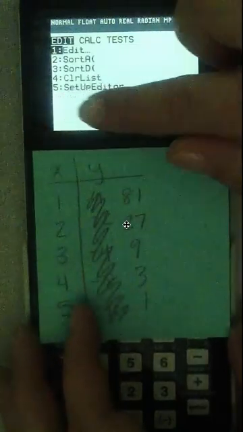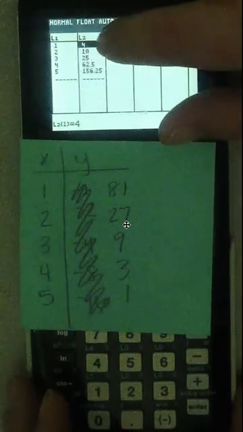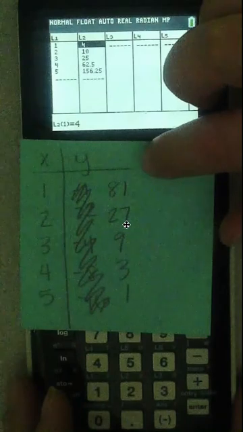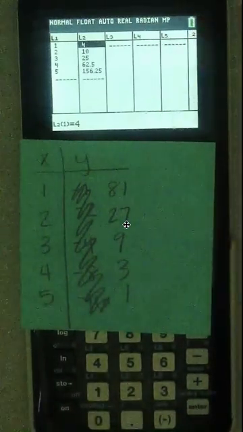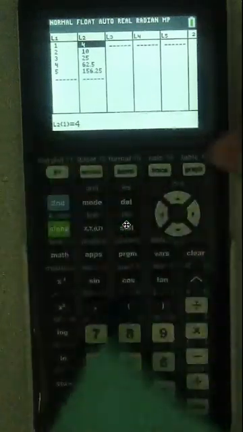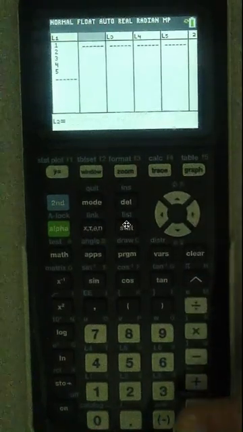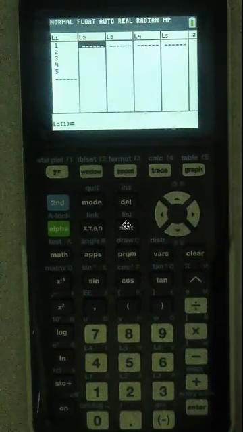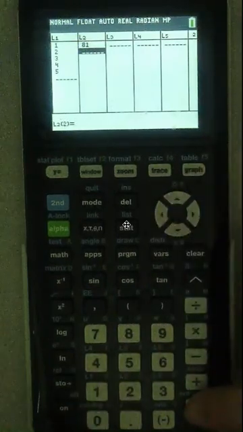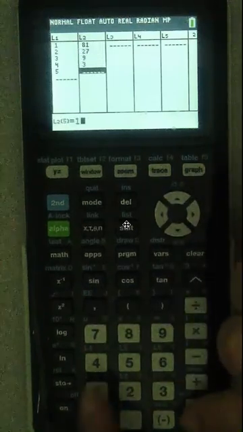Okay, so we're going to go to Stat, Edit, and my x values are the same, so I'm not even going to play with that column right there. I'm going to look at L2. You can actually type your y numbers in on top of that, or you can actually clear them out. So if you go up to L2 and hit Clear, and then hit Enter, notice that my entire column just cleared itself. Okay, so I'm going to go ahead and type in my y values. So 81, 27, 9, 3, and 1.